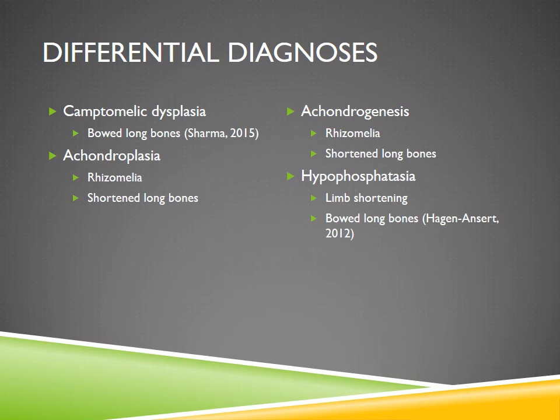Although most sonographic features point to thanatophoric dysplasia type 1, there are still other possible diagnoses to consider. Based on the short-limbed skeletal dysplasias exploration, other differential diagnoses could be camptomelic dysplasia. This skeletal dysplasia is characterized by the bowing of the long bones and the telephone-like bowing of the femur. Achondroplasia and achondrogenesis could be differentials because they are characterized by rhizomelia, the shortening of the long bones, and in this case, the humerus and femur lengths were extremely shortened. Hypophosphatasia could be suggested as well due to the limb shortening and bowing of the long bones.